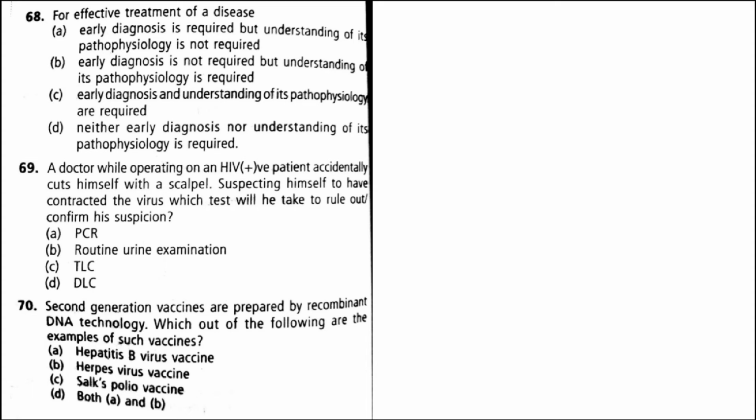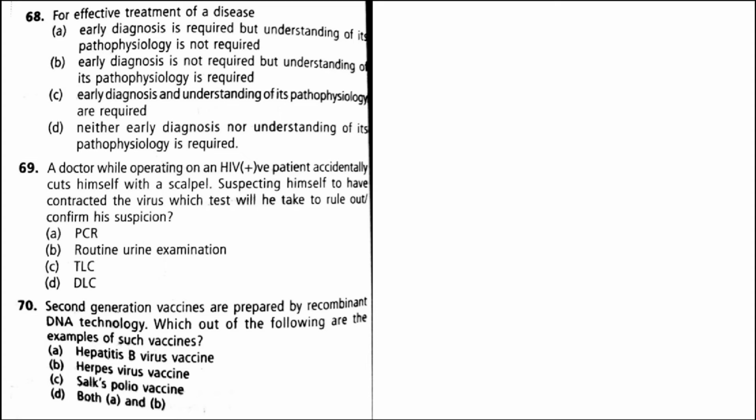Next, second generation vaccines are prepared by recombinant DNA technology. Which out of the following are the examples of such vaccines? A, hepatitis B virus vaccine. B, herpes virus vaccine. C, Sabin polio vaccine. D, both A and B. And the answer is option D.